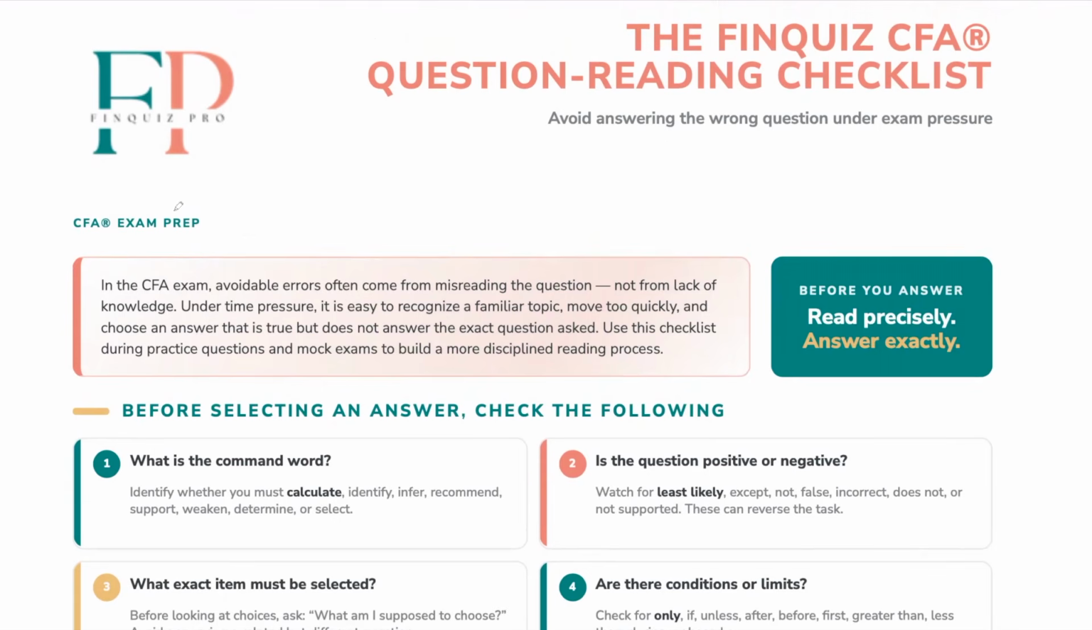Folks, passing the exam is not only about knowing more. Sometimes it is about making fewer avoidable mistakes than the candidate sitting next to you. All right, keep practicing, stay sharp, and remember, in the CFA exam, it's not enough to know the topic. You have to answer the exact question in front of you. That is where a lot of CFA points are won. And that, my friend, can make all the difference.